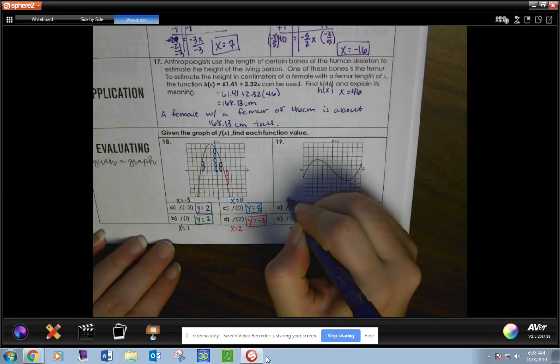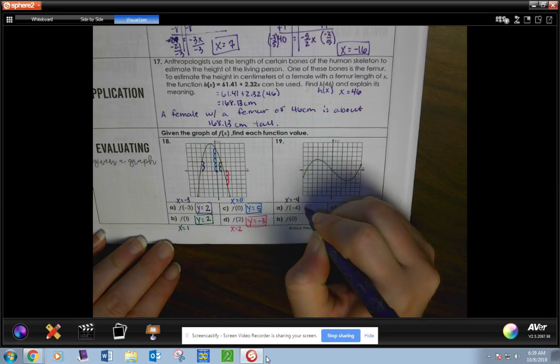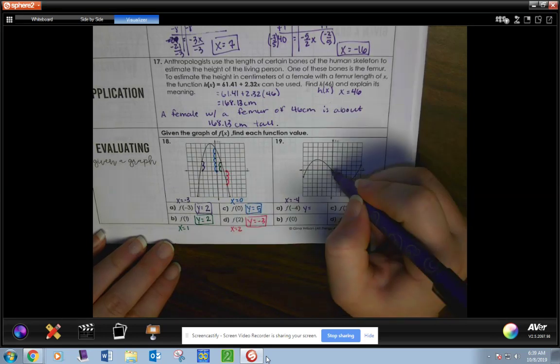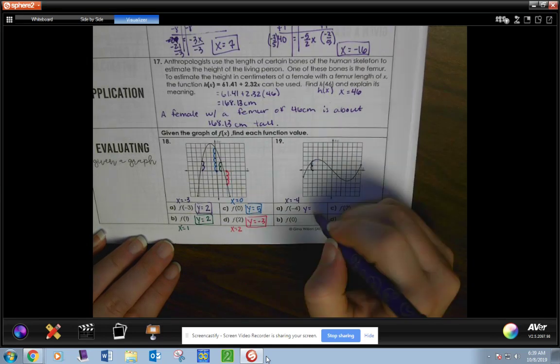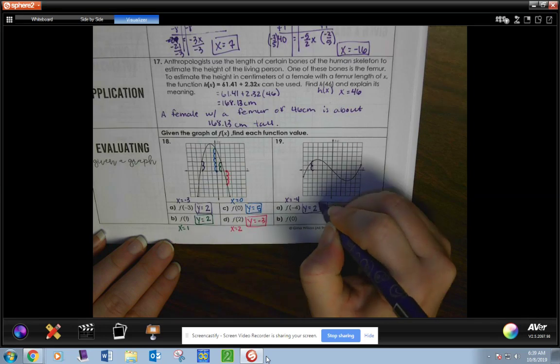Okay, doing the exact same thing over here, just a different type of line. F of negative 4, they're telling me x equals negative 4. So what is y? So I'm going to go to where x is negative 4. And to get to their line, it's going to take me moving up 2. So y equals 2.